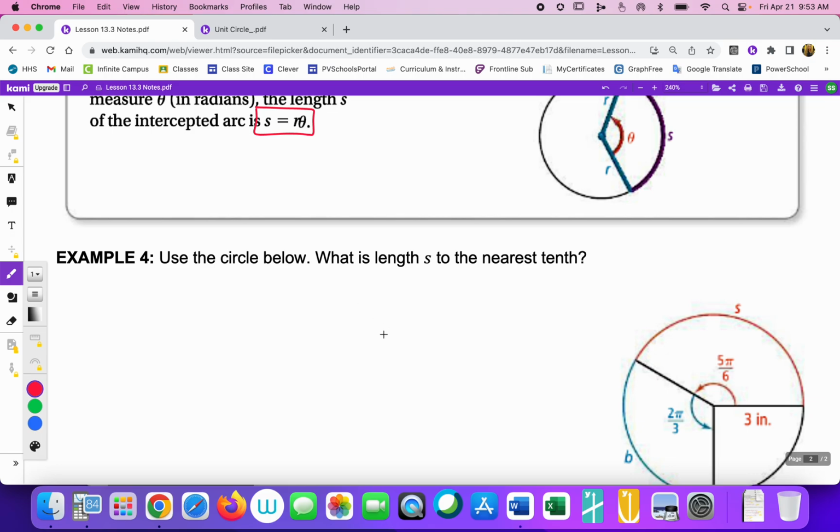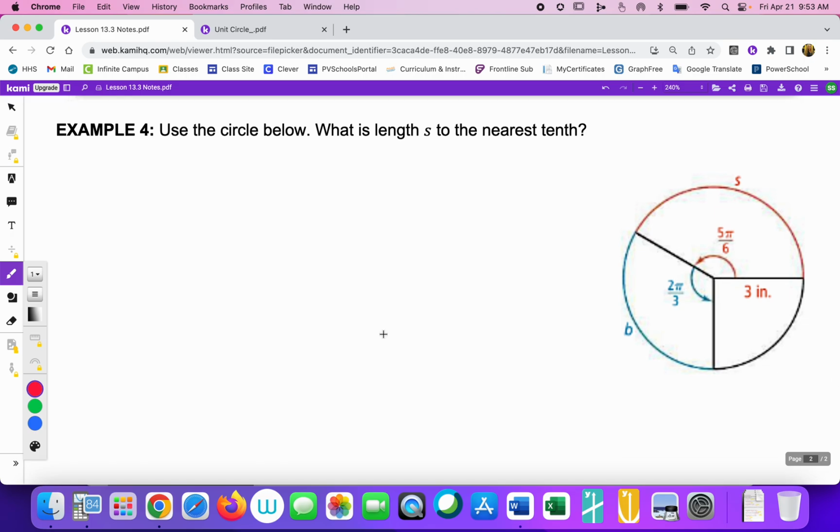All right. So using this circle, we're trying to find S. So S equals R times theta. If you need to know how to write a theta very quickly, it's like a 0 with a little curved line through it. Or just put a 0 with a line through it. I'll get the message. What's the radius of that circle? 3 inches. Which angle are you looking at to find S? 5 pi over 6. If we were finding B, you would use 2 pi thirds. So make sure you pay attention to which one you're finding. It's S in this case, so 5 pi over 6.